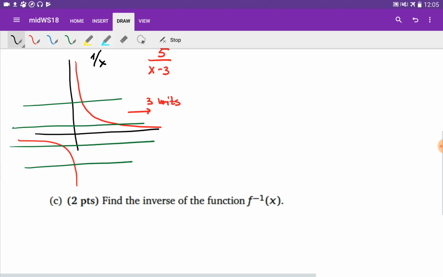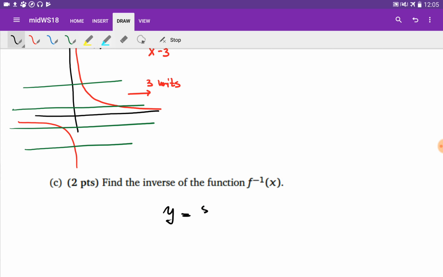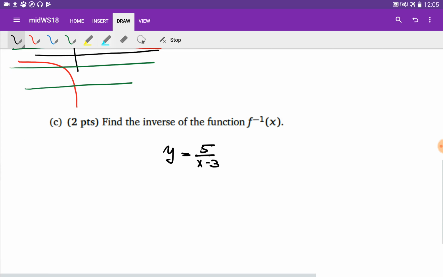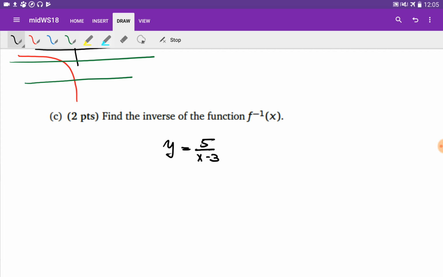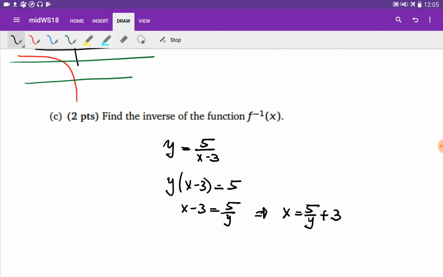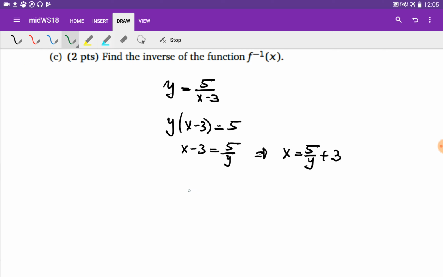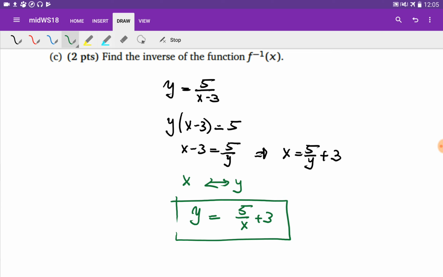In the last part, we need to find the inverse of this function. y is equal to 5 divided by x minus 3. In order to find its inverse, I need to express x in terms of y. So it's going to be y multiplied by x minus 3 is equal to 5. So x minus 3 is equal to 5 divided by y. From here we obtain that x is equal to 5 divided by y, plus 3. And in the last step, I need to swap x and y. It's going to be y is equal to 5 divided by x, plus 3. It's going to be the inverse of our given function.